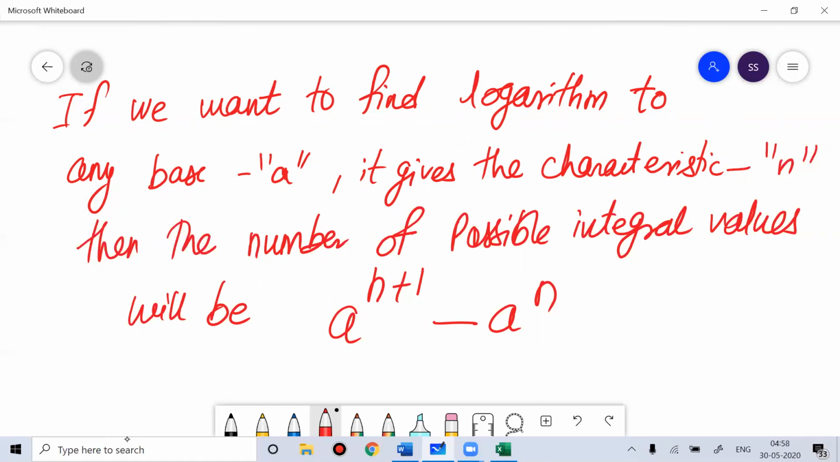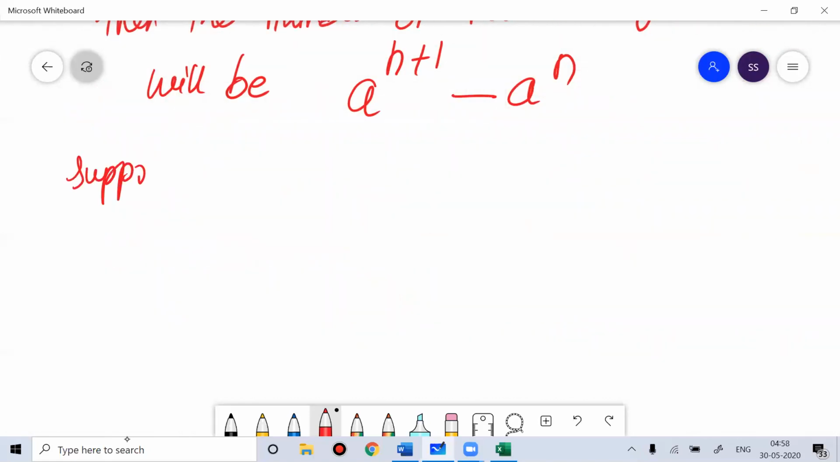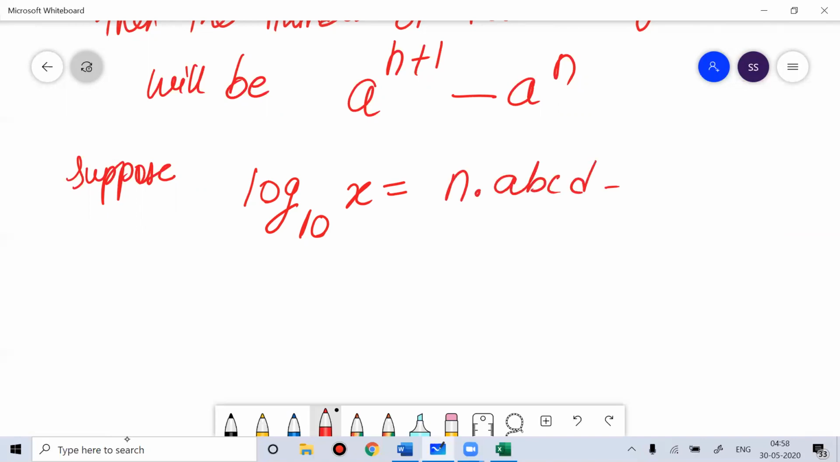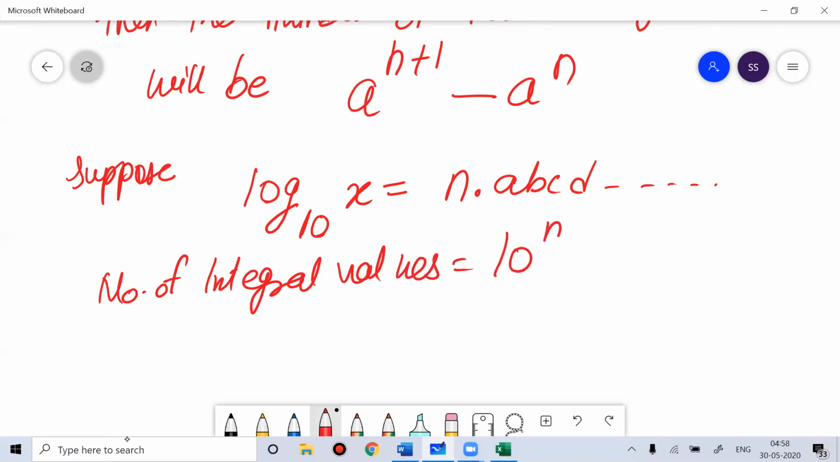So if you are working on log and in that log your base is a and your characteristic is n, the number of possible integral values which can satisfy this condition would be a to the power n plus 1 minus a to the power n. So for example, suppose you want to find log x to the base 10 and you got the answer n point a b c d, something like this. So here the base is 10 and the characteristic is n. So the number of integral values which give you the answer would be 10 to the power n plus 1 minus 10 to the power n. So this would be your answer.